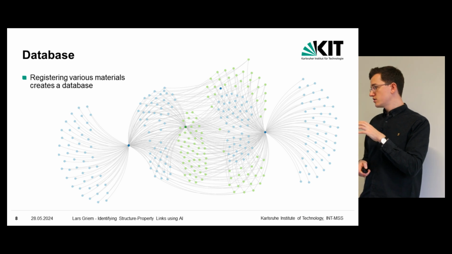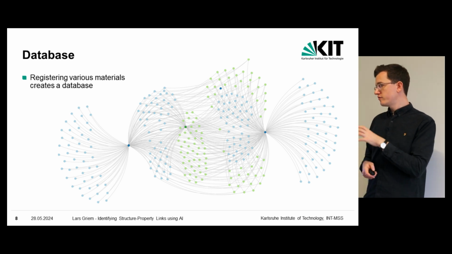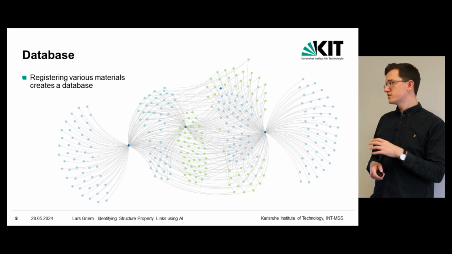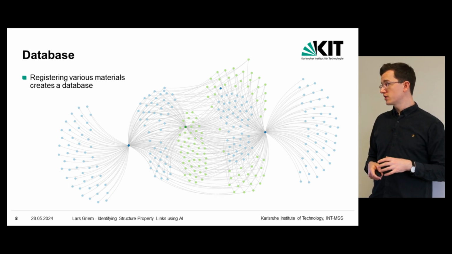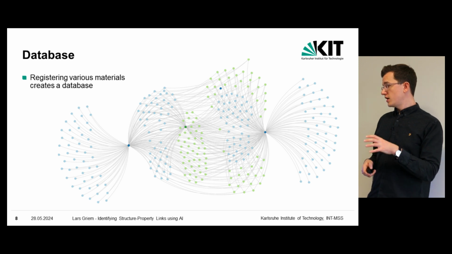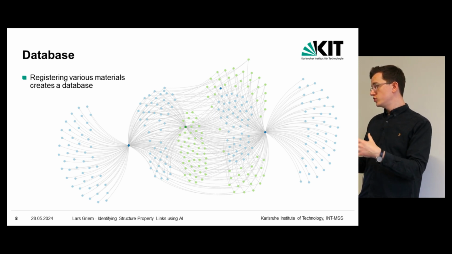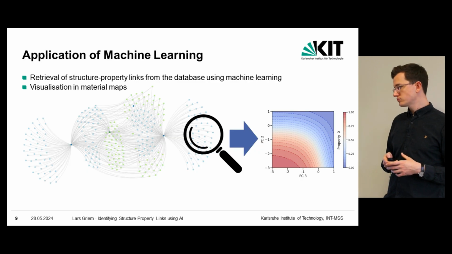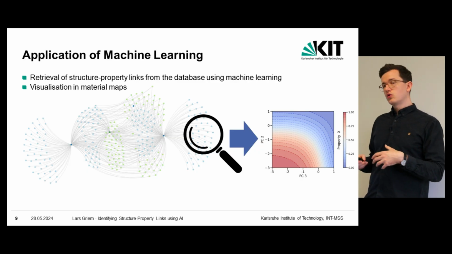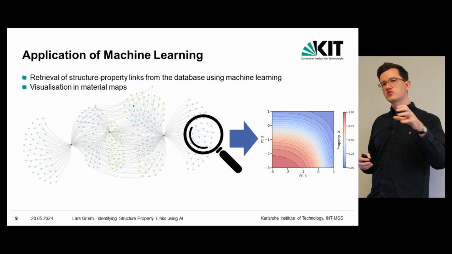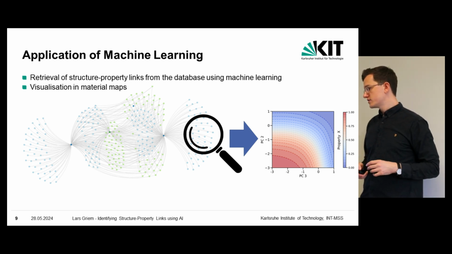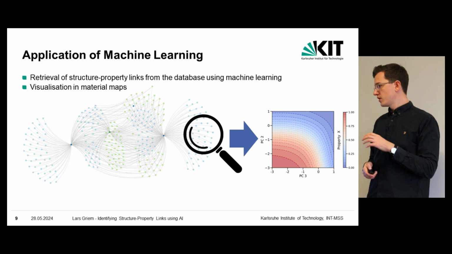So this is just an overview of the ontology that we have imprinted on our database. Each of these dots represents a structure with its corresponding metadata. And in the next step, we would like to use this database in order to retrieve our structure property linkages. So what we want to do is extract the database to KadiStudio, use machine learning, and then generate this map that you can see on the right-hand side.